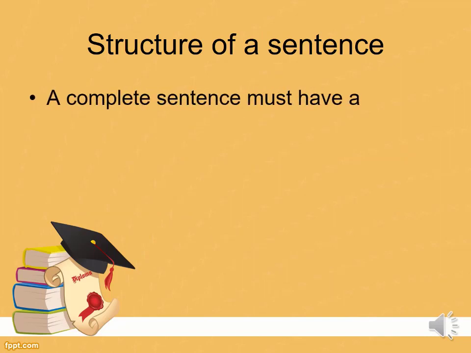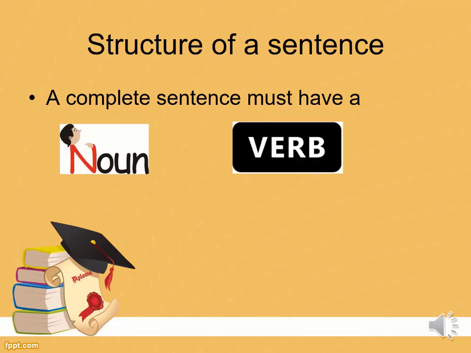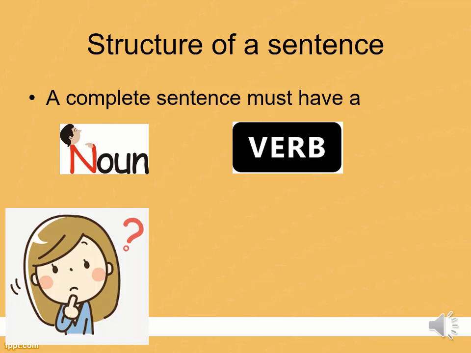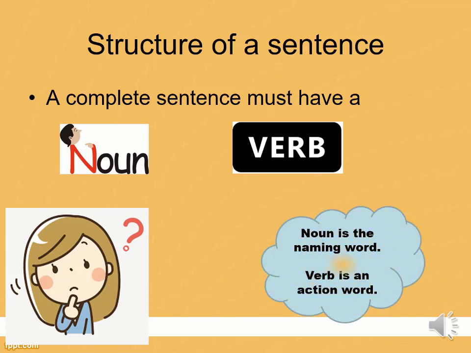Structure of a sentence. A complete sentence must have a noun and a verb. Now children, can you recall what is a noun and what is a verb? Yes, very good. Noun is the naming word and verb is a word that shows action.